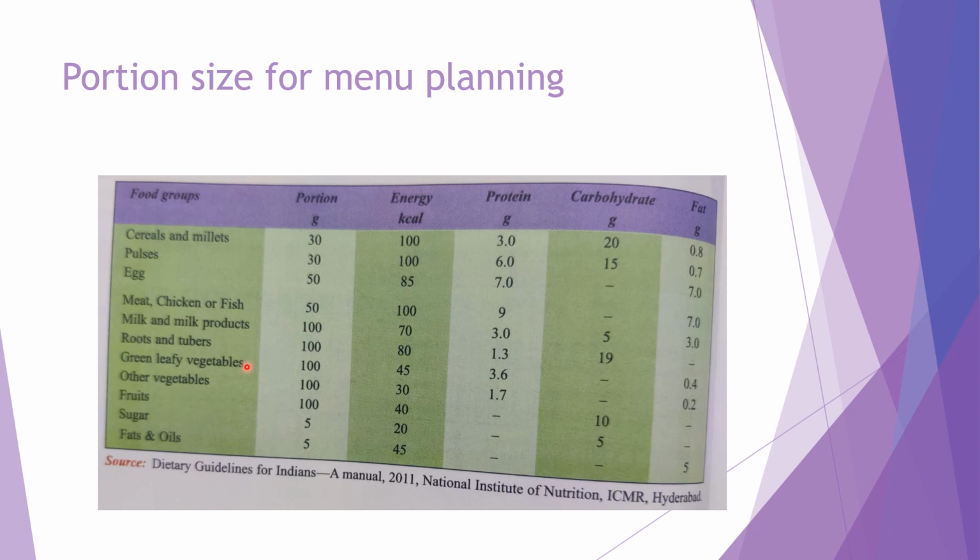The same is clubbed together. Approximate values are given and the portion size is also given here. So this is very important to make the diet planning by using exchange list. After knowing the portion size of the particular foods, you should know pulse means 30, eggs means 50, meat, chicken, fish, one exchange means 50 gram. Milk and milk products, roots, tubers, green leafy vegetables, other vegetables, fruits: all these one exchange means the weight of the particular food will be 100 gram. And sugar, one exchange is 5 gram. Fats and oils, one exchange is again 5 gram.